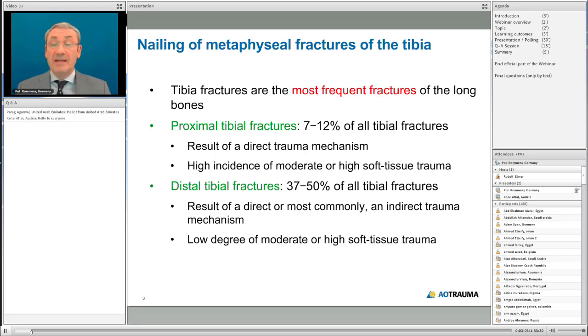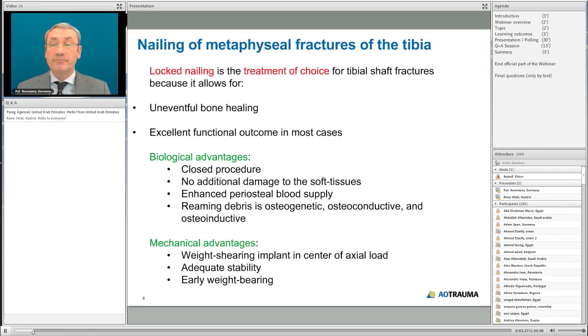According to literature data, distal tibia fractures represent 37 to 50% of all fractures. They can be the result of a direct or, most commonly, an indirect trauma mechanism, and they have a lower degree of moderate and high soft tissue trauma than the proximal fractures.